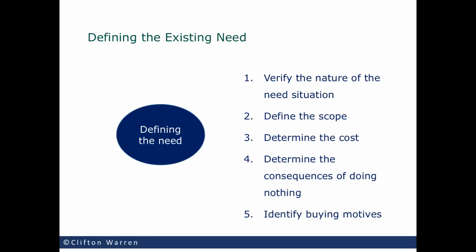I've seen a lot of money left on the table by sellers because the client might have called up, they wanted business interruption insurance. And in reality, they had a whole bunch of other needs, but the person only went in, sold them that policy, and off they went. So you want to take the time to verify the nature of the need situation. What is it? What's the scope of it? How big, how wide, how tall, how long has it been going on?